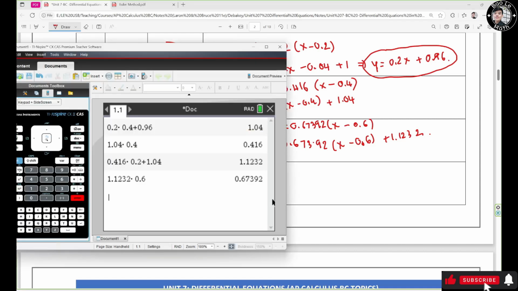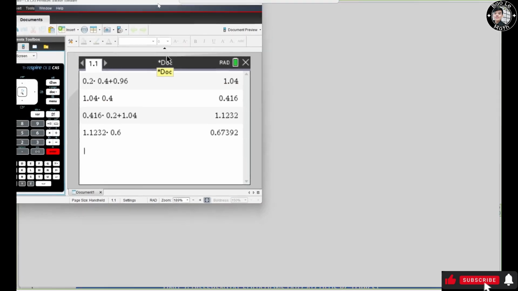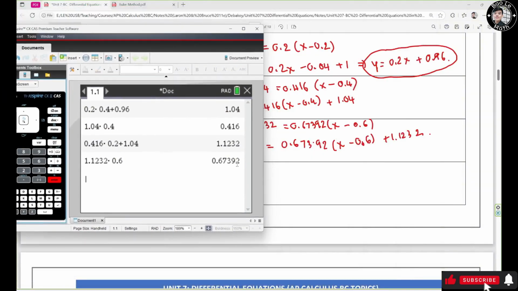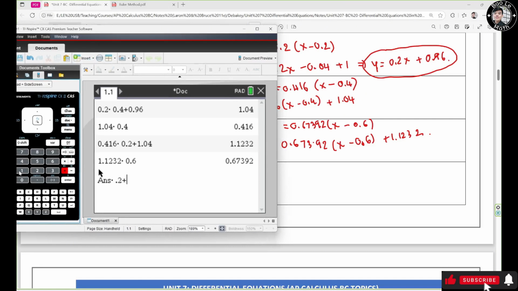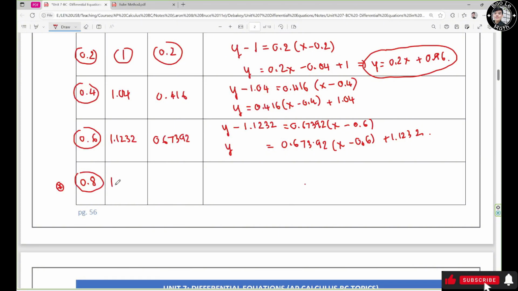So I'm going to bring up the calculator. Whatever I got right here, 0.7392, right? I need to multiply by 0.2, because 0.8 subtract 0.6 is going to be 0.2. And then I'm going to add 1.1232, right? And hit enter. The answer is 1.25798, right? Alright, so you're going to stop right here.